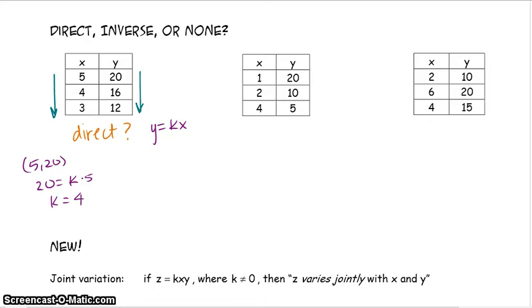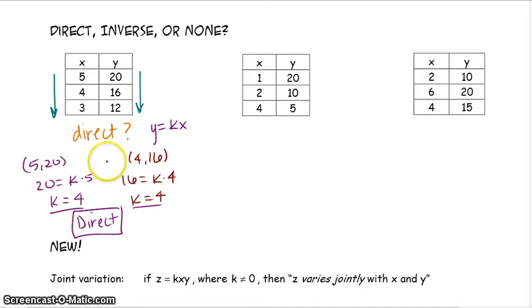Now, if this is a direct variation, if I test another point, I should get a k of 4. So let's try 4, 16. Plugging this in again, I get 16 equals k times 4. So I end up getting k equals 4. And that's what I want. I want the same k for both. And since I do, that means it is a direct variation. Now if I were to get two different numbers, that would be neither.